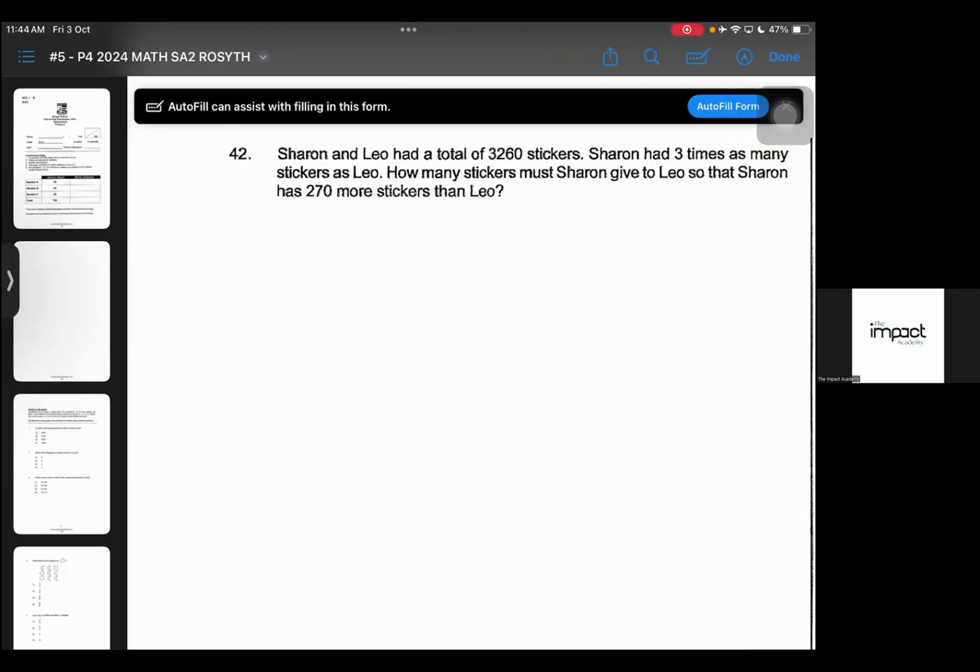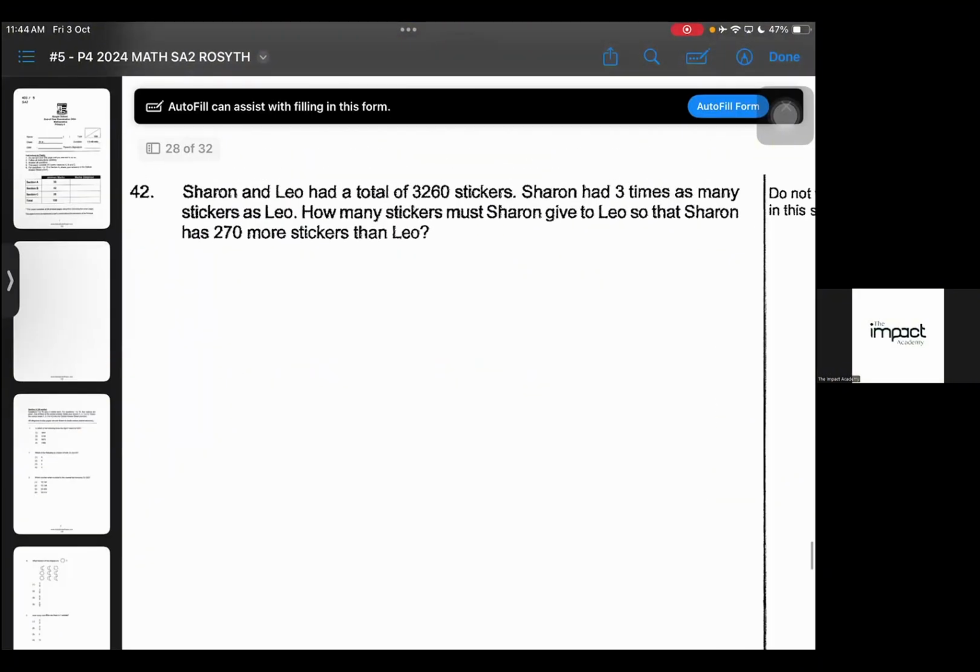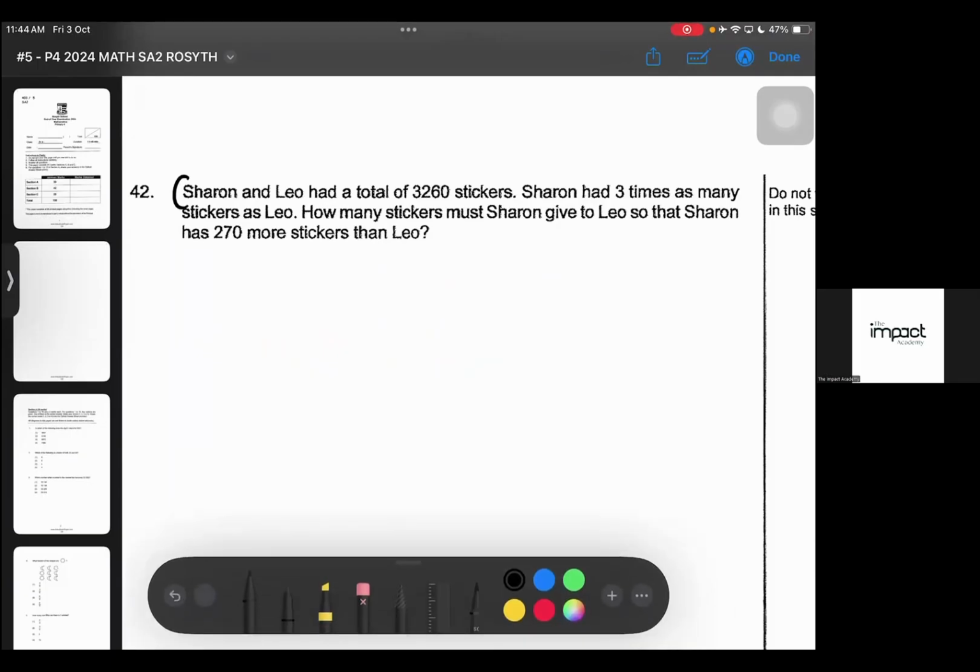Sharon and Leo had a total of how many stickers? Well, we can see that in the first sentence, we will write down S plus L. Long sentence, remember to break it up. S plus L is equal to 3,260. Do you understand or don't understand? Okay. Pause, then we are going to move on to the next one.